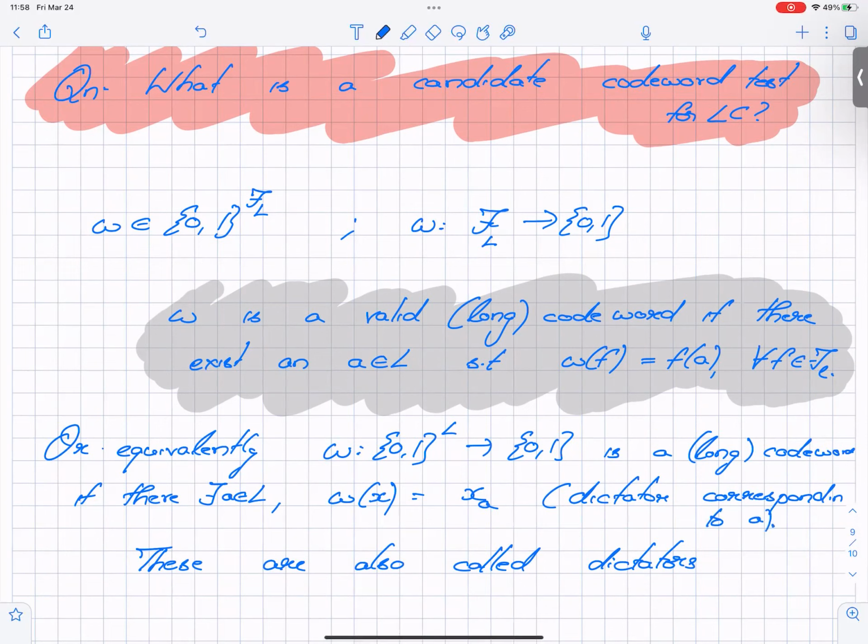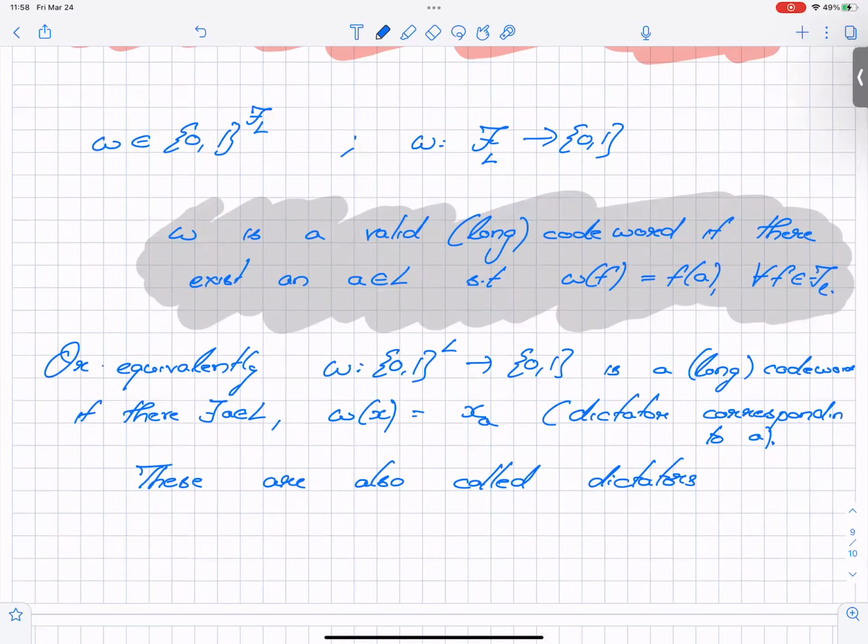You're given a string W of the form {0,1}^L to {0,1}. I want to check if it is a long code, basically, a dictator. You can run the BLR test on it. Certainly, the BLR test will pass with probability 1 because the function W(x) = x_A is a linear function. But not just dictators will pass, all linear functions will pass the test with probability 1. That is, things of the form x_A + x_B, x_A + x_B + x_C, all of them will also pass the test with probability 1.